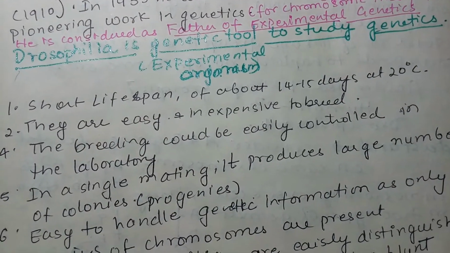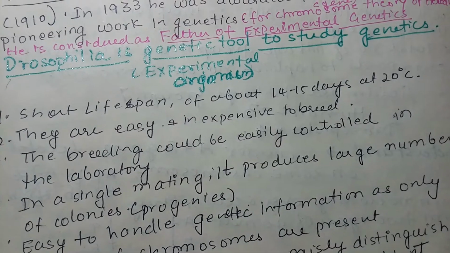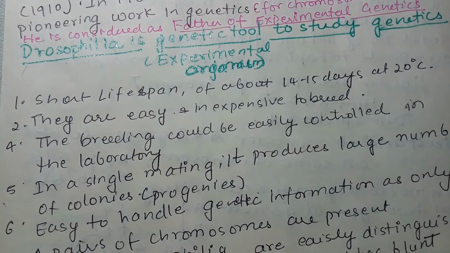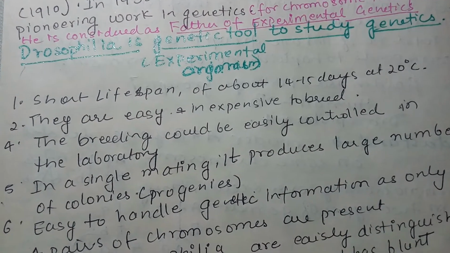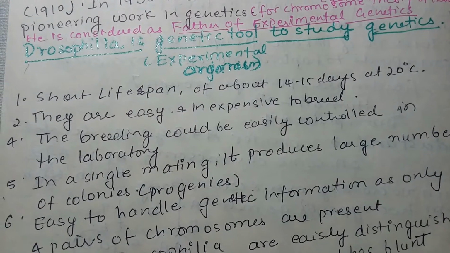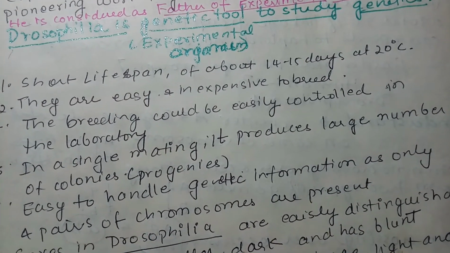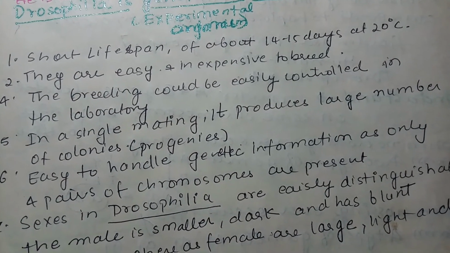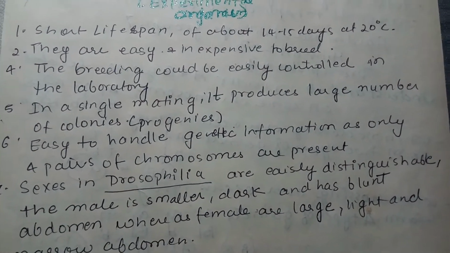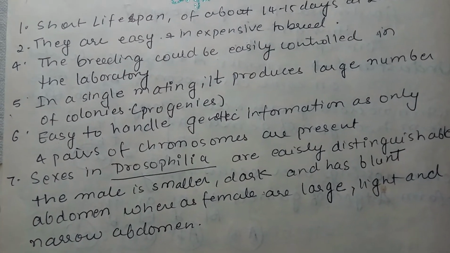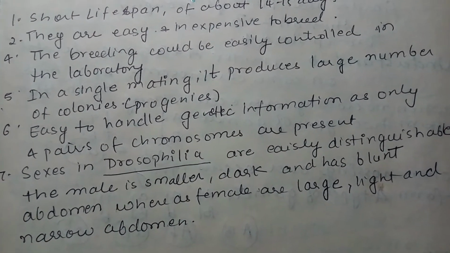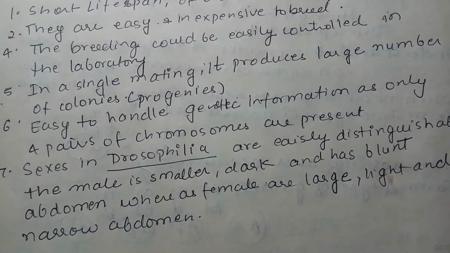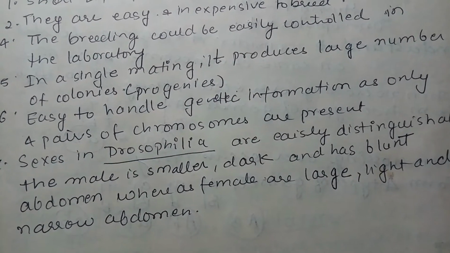It has got a short lifespan of about 14 to 15 days at 20 degrees Celsius, and they are easy and inexpensive to breed. Like you can grow them on mashed banana. The breeding could be easily controlled in laboratory. In a single mating, it produces large number of colonies or progenies, so you can study what is inherited in the next generation. Easy to handle its genetic information, as only there are 4 pairs of chromosome which are present.